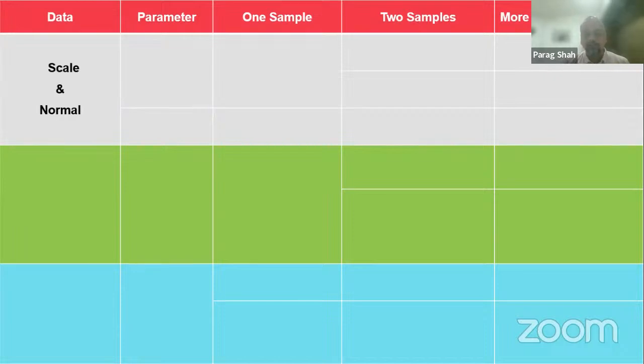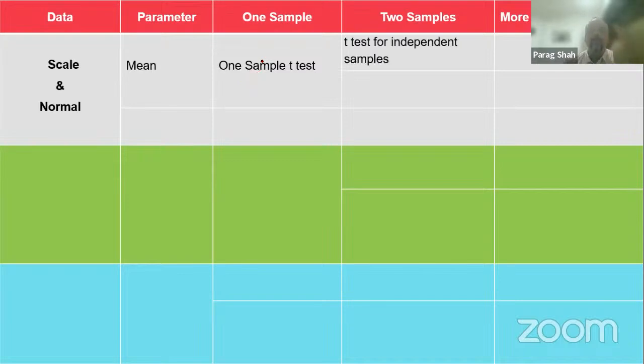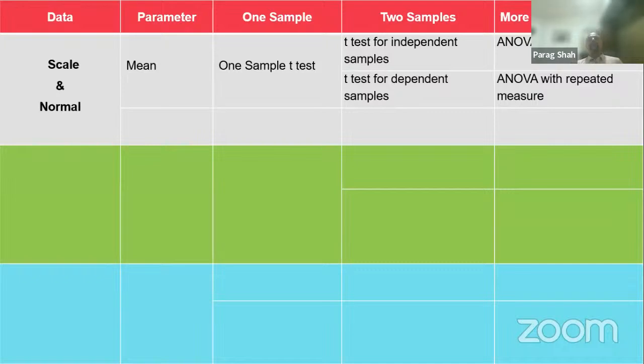Then the next part comes: what is your parameter? Is it mean or is it standard deviation? Suppose it is mean, then for one sample, you have to go for one sample t-test. For two samples, you can go for T for independent samples or T for dependent samples. This is T for dependent samples. If it is more than two, we have to go for ANOVA. And if it is repeated measures, then it is ANOVA with repeated measures.